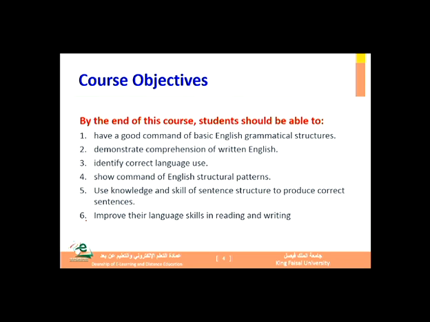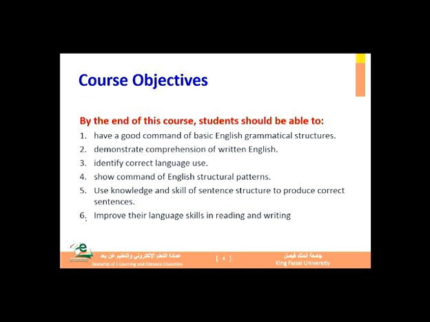So this ability of being able to evaluate a sentence or to give a grammatical judgment will also enable you to write or to produce grammatical structures that are based on accurate grammar use, accurate grammatical structure, and so on and so forth. Number six, students will improve their language skills in reading and writing.